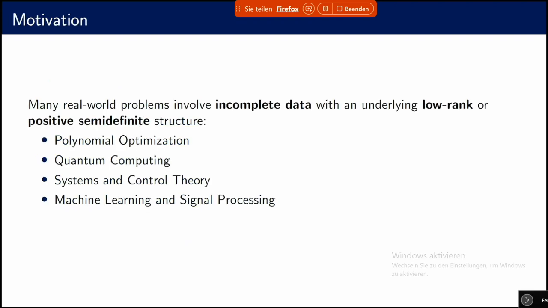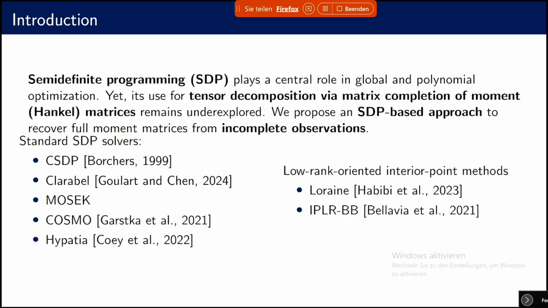There are many real-world applications that involve incomplete data with underlying low-rank and positive semi-definite structure, such as polynomial optimization and, for example, machine learning. Semi-definite programming plays a central role in global and polynomial optimization. However, its use for tensor decomposition via matrix completion for moment matrices remains underexplored. So in this talk, I'm going to present an SDP-based approach for recovering the full moment matrices from incomplete data.